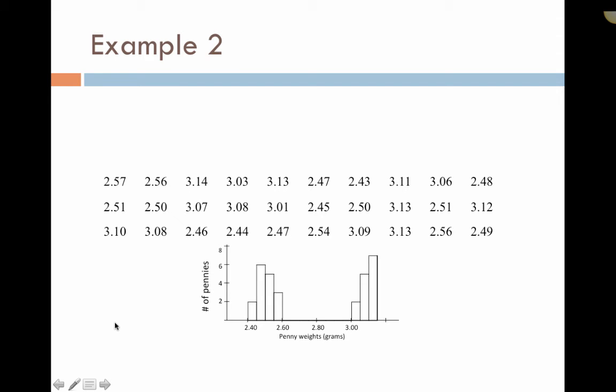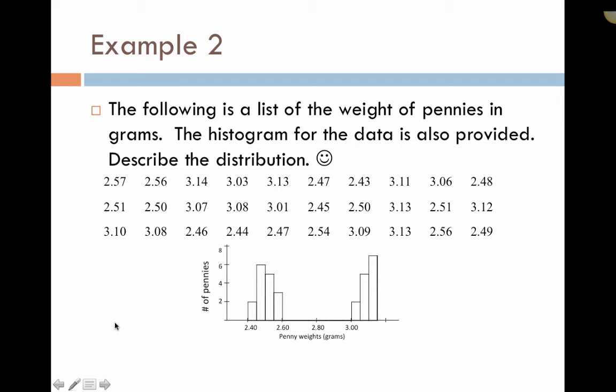Let's go ahead and look at a second example. So here we're given the list of the weight of pennies in grams. We're also given the histogram, and we want to describe the distribution. Because we're actually given the data, we know that we'll be able to calculate the center and spread, whatever we happen to use. Looking at the histogram, we can very clearly see that this is bimodal. The first mode, which ranges from 2.4 to 2.6, is roughly symmetric. But the higher mode, which ranges from 3 to about 3.15, is very clearly skewed to the left.